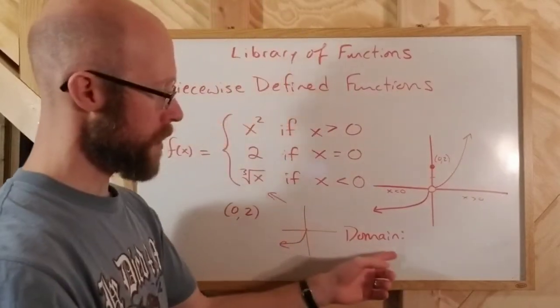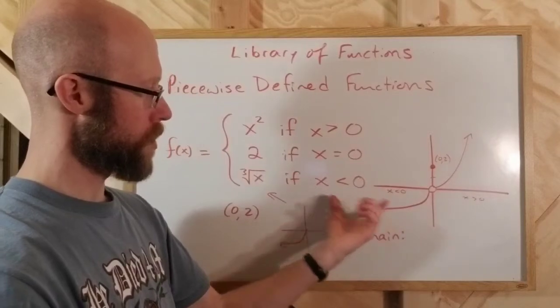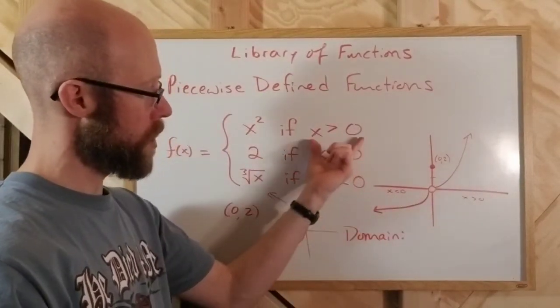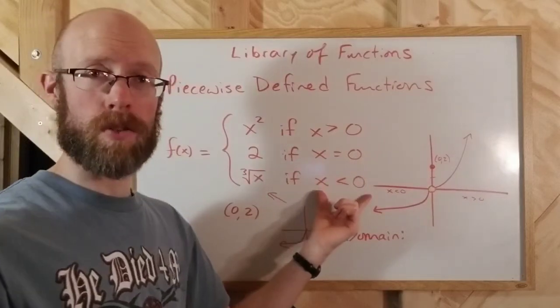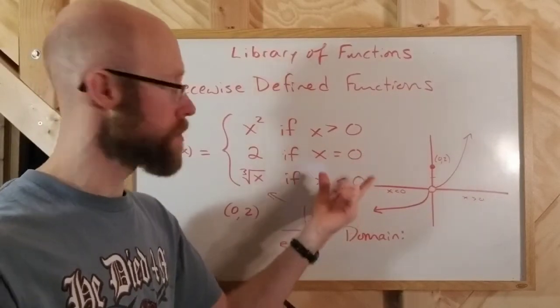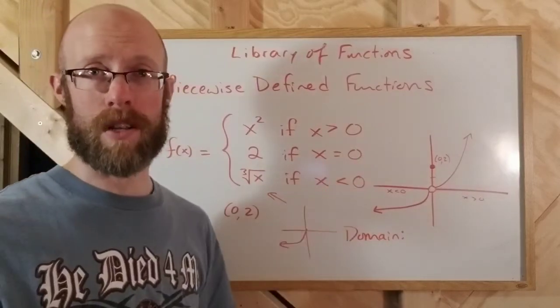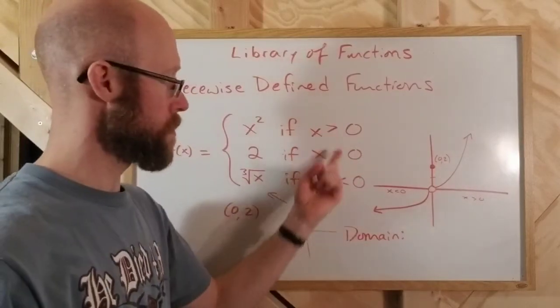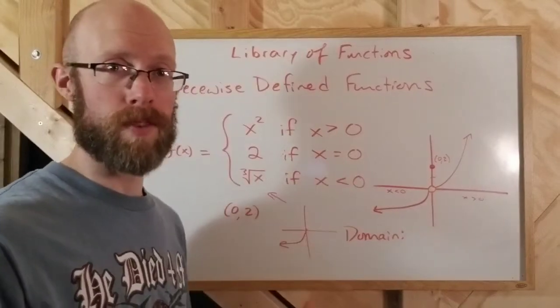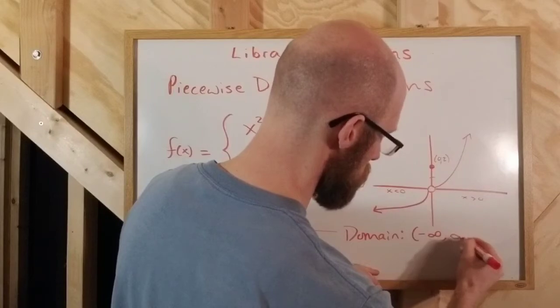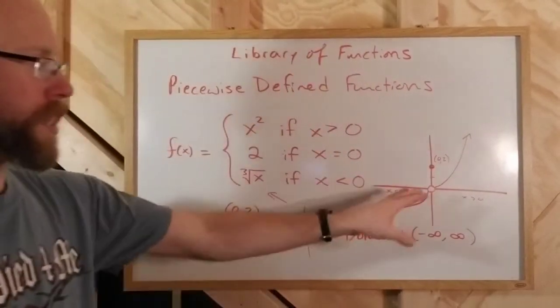Okay, so the domain is found, and you can either look at the graph, or you can just take the union of these 3 intervals or 3 sets: x greater than 0, x equal to 0, x less than 0. Pretty much sounds like everything, right? Positive numbers, negative numbers, and 0. There's nothing left. So the domain would then be all real numbers. Okay, and you can see that from the graph.